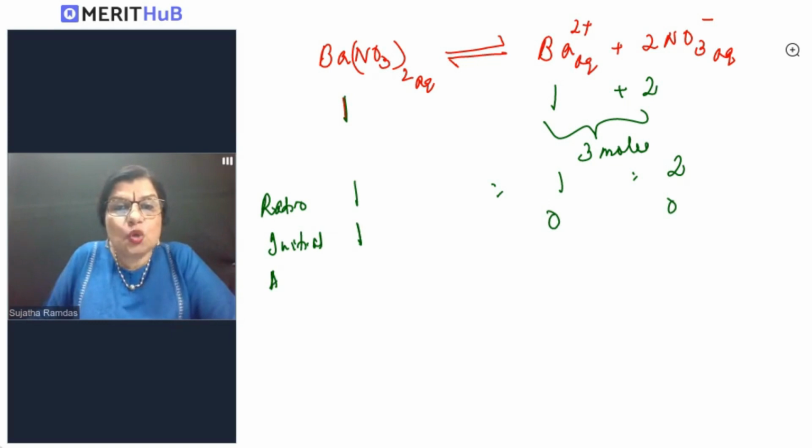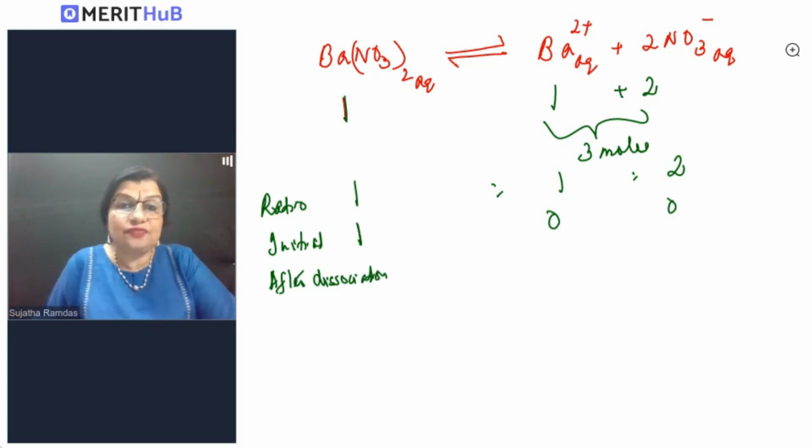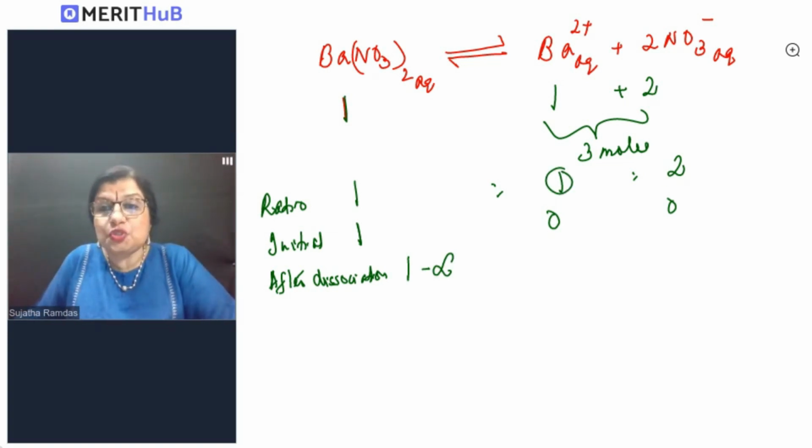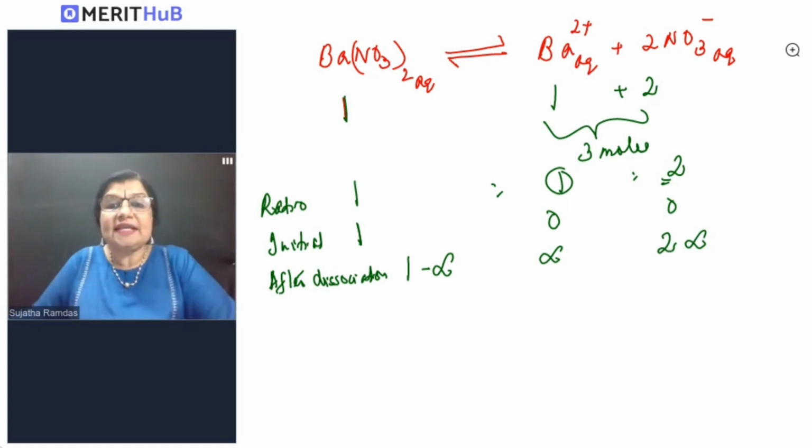Now, after dissociation, we know that alpha is the degree of dissociation. From 1, alpha is used up. So 1 minus alpha will be the number of moles after dissociation. Since the ratio is 1:1:2, here we find an increase in the number of moles by alpha, and here we find an increase in the number of moles of nitrate ions by 2 alpha. So these are the number of particles after dissociation.